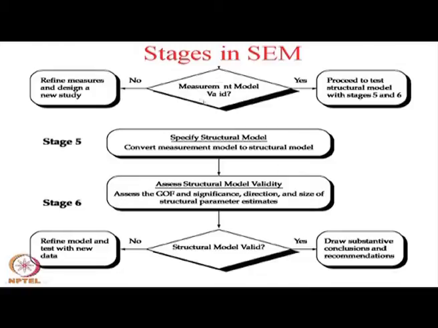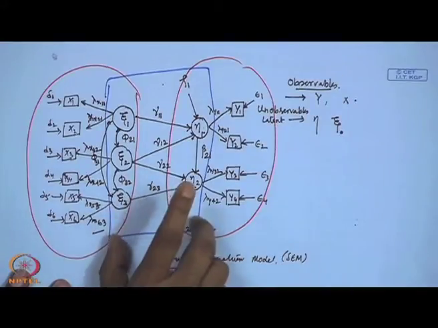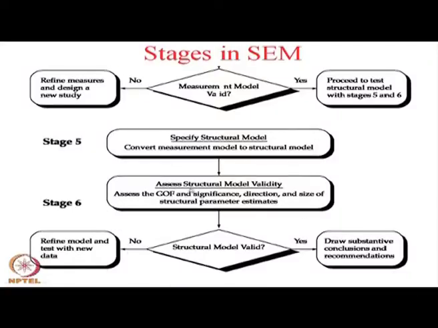Then you have to see if the measurement model is valid, then you go through stages 5 to 6. If the measurement model is invalid, then you have to redefine the measures and other things. Now specify, then your structural model is coming. Specify the structural model, convert the measurement model to the structural model. Then stage 6 is assess structural model validity. If the structural model is valid, then draw substantive conclusions. If it is not valid, refine the model and test with new data.